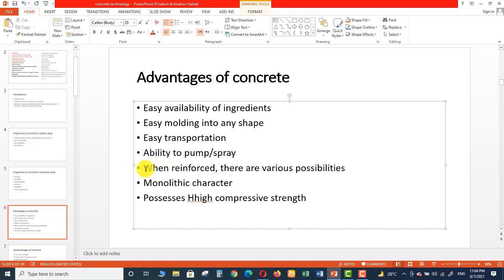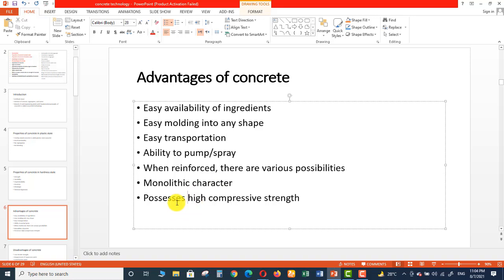The next advantage is that when we use this concrete with reinforcement or steel, there are various possibilities. We can make various structures, high-rise buildings, flyovers, and there are tons of structures which we can make by using reinforcement with the concrete. And it has monolithic character, which means that it gives a better and appealing appearance and much rigidity to the structure.